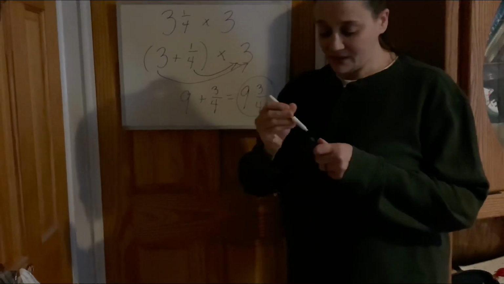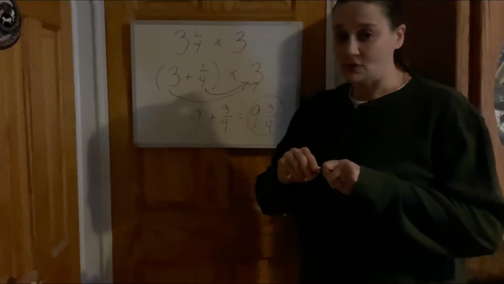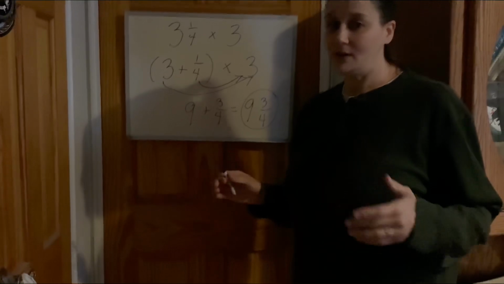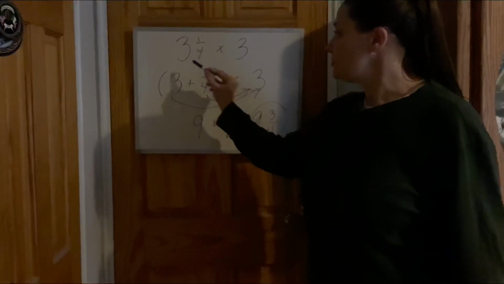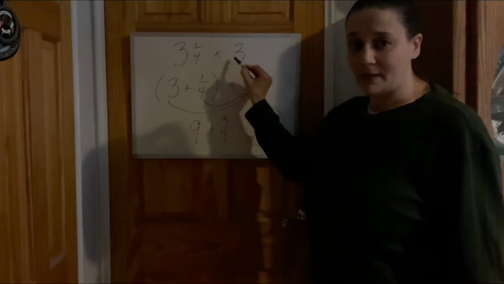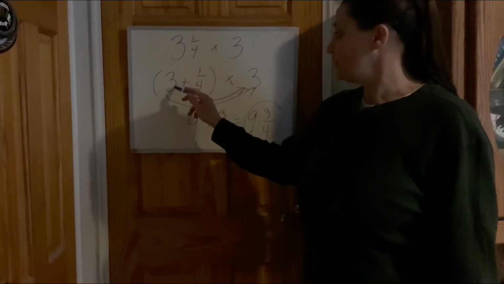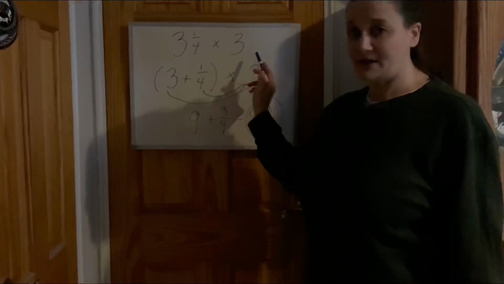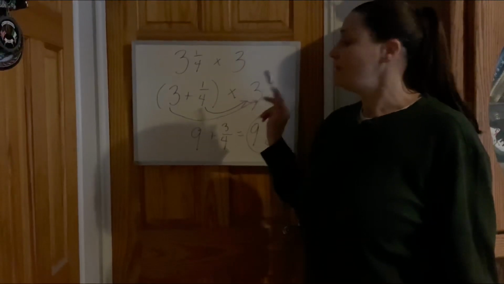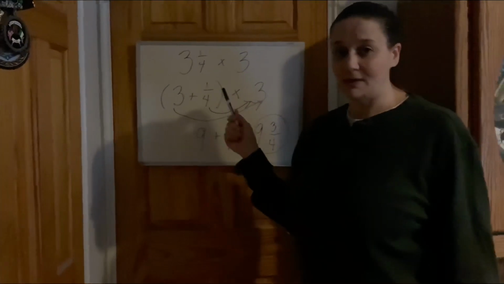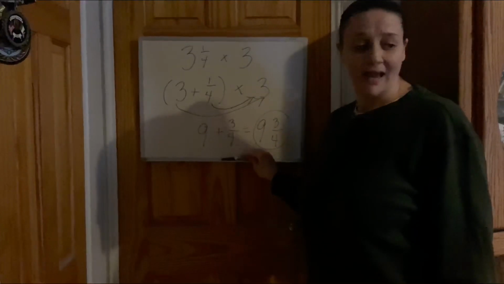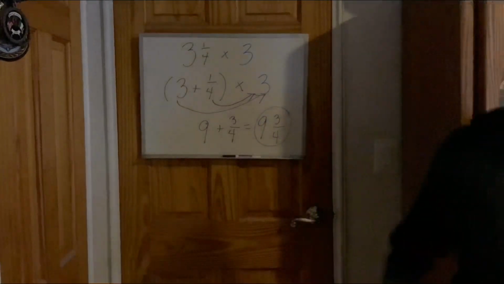So you can literally do this either way. You can mix and match. You could do it any way you want to do it. Just remember, you can't just multiply the whole number and drag the fraction over. That doesn't work. You either have to multiply the whole number and the fraction separately, or you have to change the mixed number into an improper fraction and then multiply.